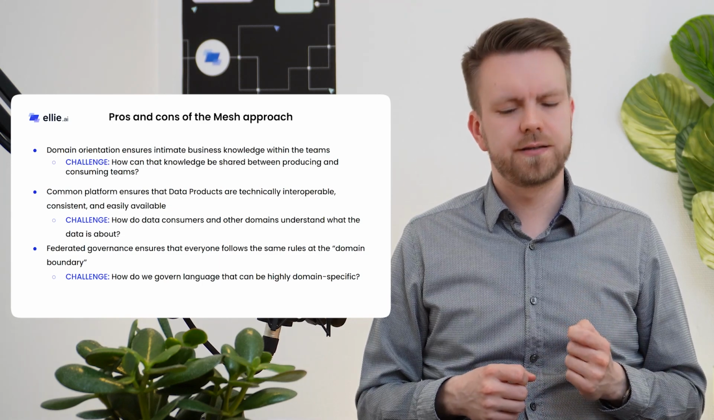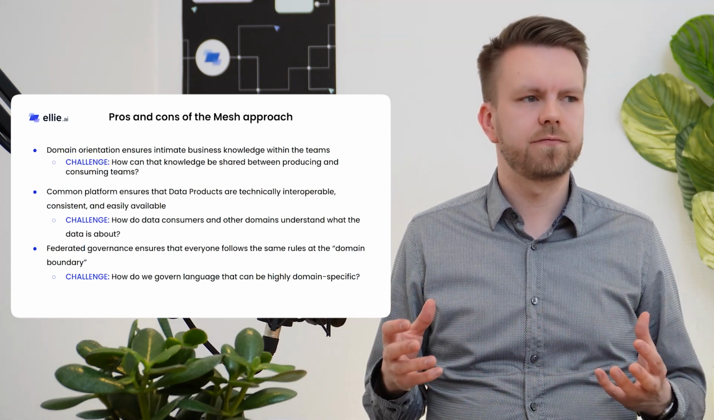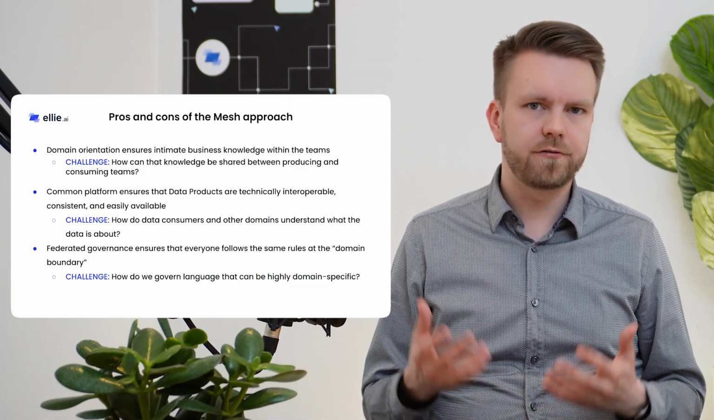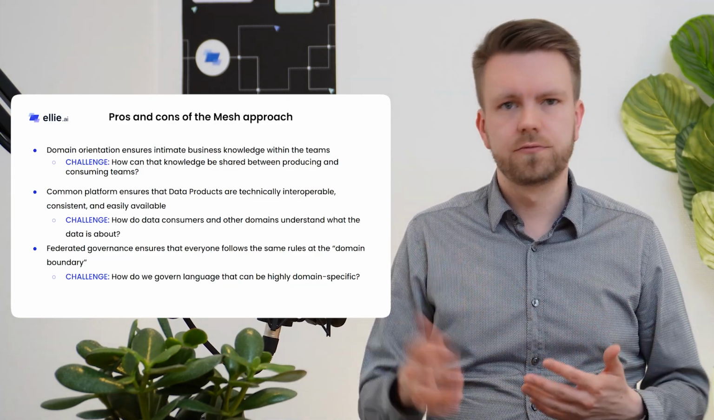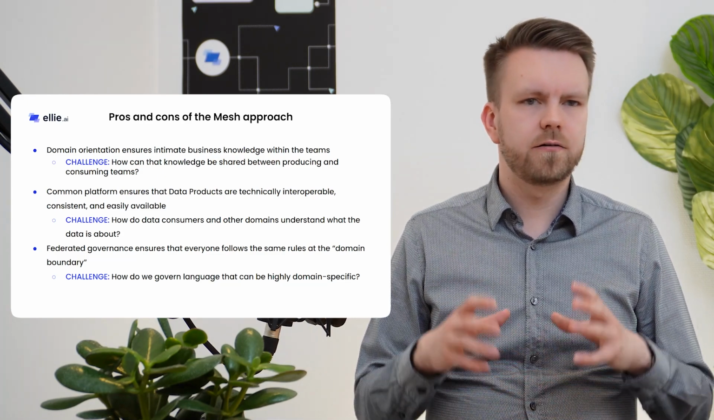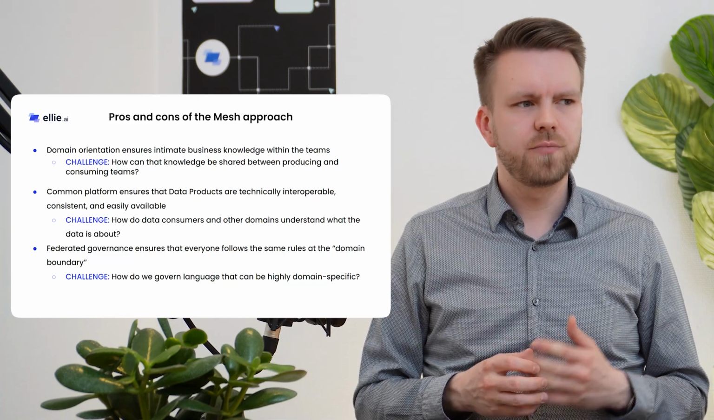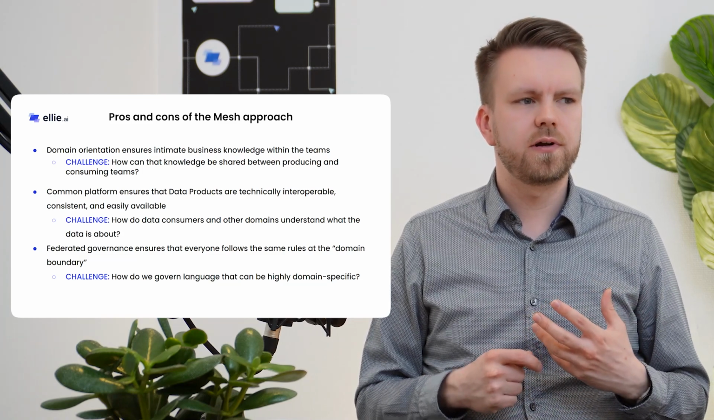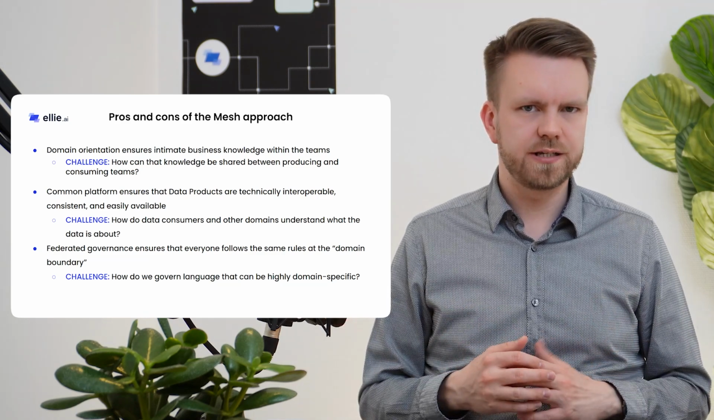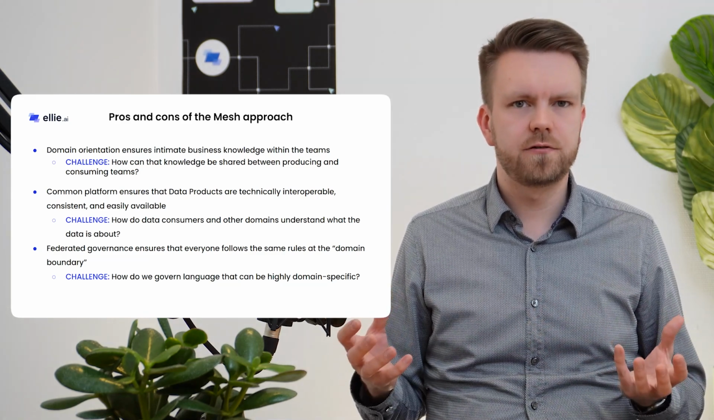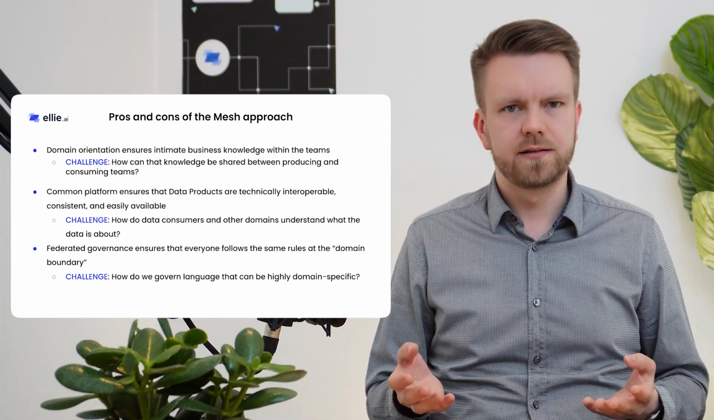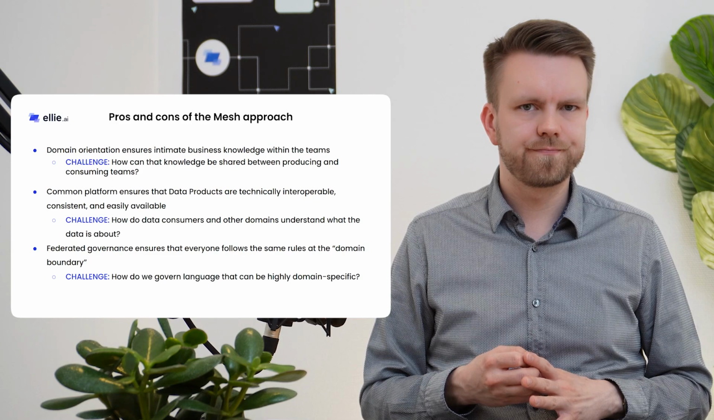Another thing is that having that common mesh platform, of course, ensures that the data products are technically interoperable because they're all using the same tools and same principles and policies, and they are easily available and they are technically consistent. But can we get somehow an understanding of what the data is about shared between the domains? The central mesh platform doesn't care about the data content. We have to be able to somehow communicate that across these domain boundaries.